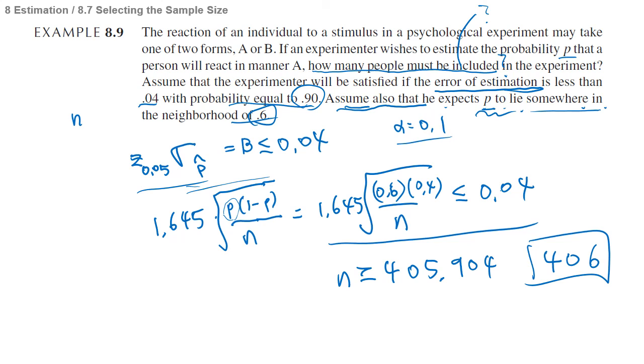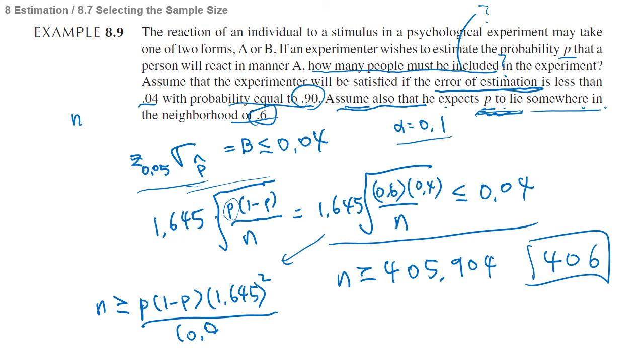Okay, sometimes we don't have information about p. In that case, if we rewrite this, it can be written as n is greater than or equal to p times 1 minus p times 1.645 squared divided by 0.04 squared. And here, this is a function of p times 1 minus p.